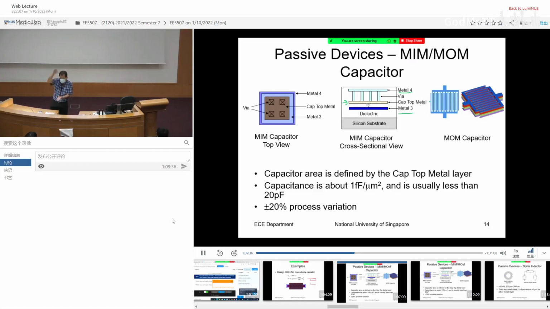If you use up all the layer of the metal, the bottom layer is closer to the substrate. It has higher parasitic. Unlike the min, I don't need all the metal layer. I only need the top two, because I can tightly control the metal spacing. So this capacitor can have very large capacitance, but it is far away from the substrate. It means the parasitic is smaller. Okay, so this is min cap and mom cap.